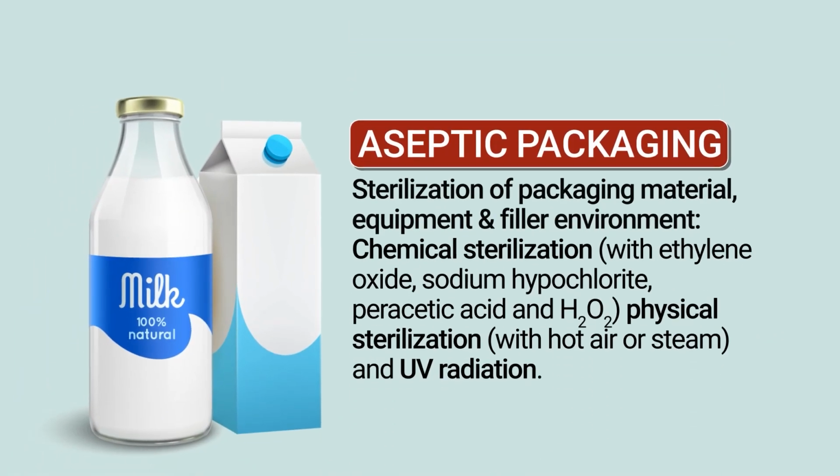So how can we sterilize the packaging materials, the packaging equipment and the filler environment? That can be done through chemical sterilization with ethylene oxide, sodium hypochlorite or hydrogen peroxide. Normally, commercially hydrogen peroxide is used, and then you can also use physical sterilization processes like hot air or steam, and also UV radiation. We also have to remember that the package seal should have integrity through a hermetic seal. That means it should prevent any kind of recontamination after packaging and processing.